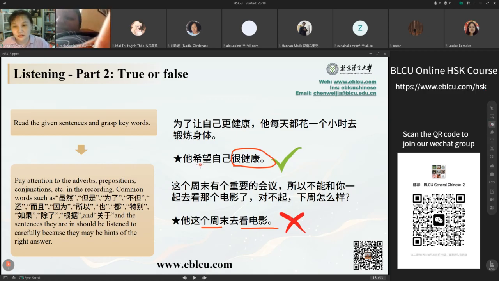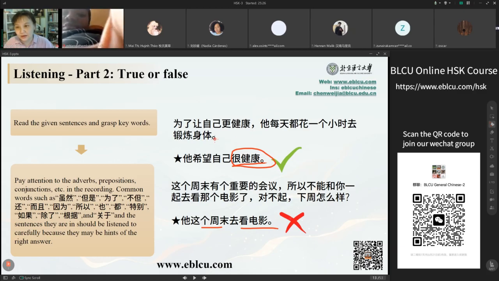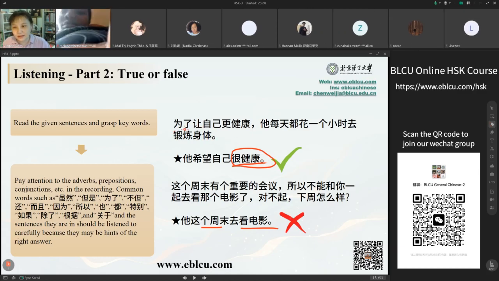好。So just now we read the sentence, the answer sentence, like the keyword is 很健康. So in the question sentence, they have 为了让自己更健康. So in order to let himself be more healthy, 他每天花1个小时去锻炼身体. So it's match.